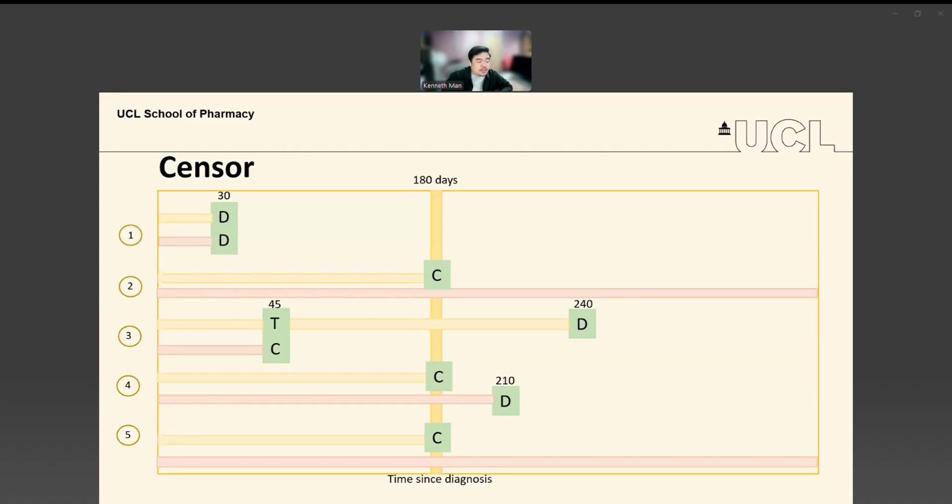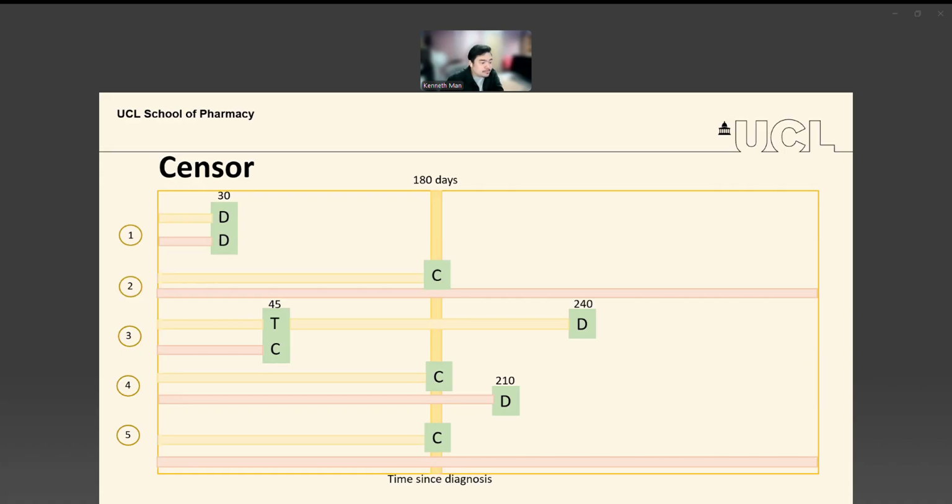Patient number 4 did not receive any treatment throughout the entire follow-up. So similar to patient number 2, we censor the treatment clone of patient number 4 at day 180. And we continue to follow up until patient number 4 dies for the non-treated arm. So we will have the follow-up until 210 days, until patient number 4 dies.